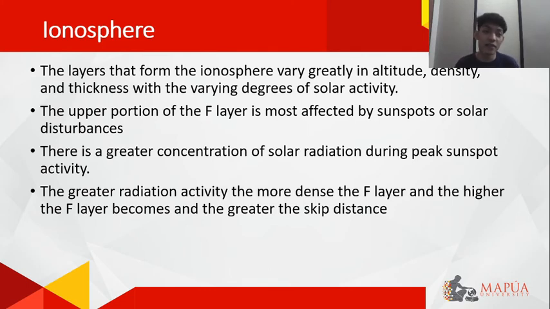In the ionosphere, the layers that form the ionosphere vary greatly in altitude, density, and thickness with the varying degrees of solar activity. The upper portion of the F layer is most affected by sunspots or solar disturbances. There is a greater concentration of solar radiation during peak sunspot activity. The greater the radiation activity, the more dense the F layer, the higher the F layer becomes, and the greater the skip distance.